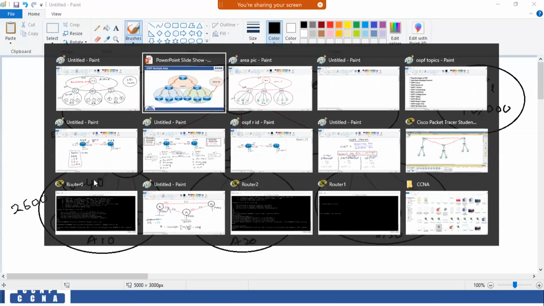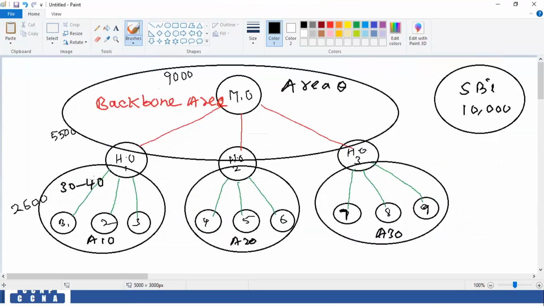I have a doubt. Yes, please. For all the small branches that we have, will the area be the default 0, or will it take area 10, area 20? Area 10, area 20. The backbone should be area 0, which is the main office. And area numbers, you can use any number between 1 to 65,535. You can use any number. So the head office will have two areas, right? Area 30 and area 0. Excellent. Correct.